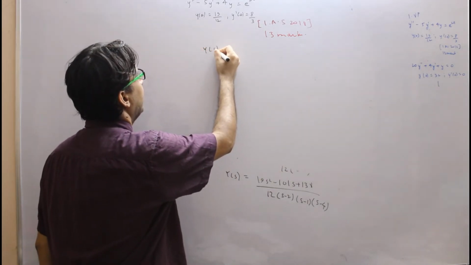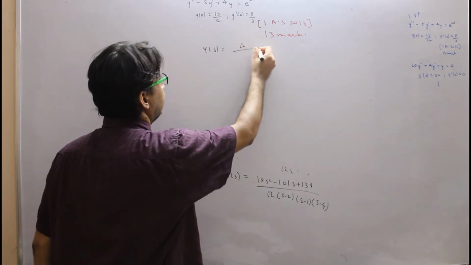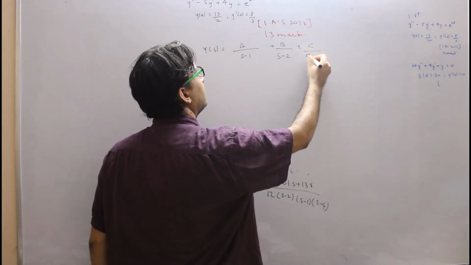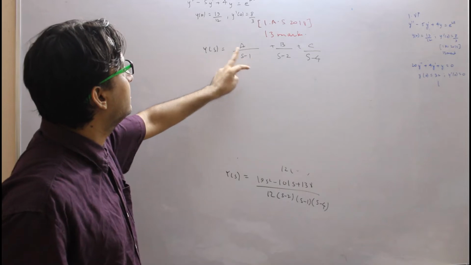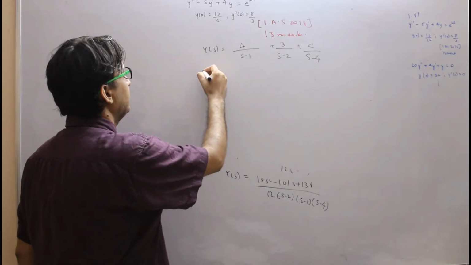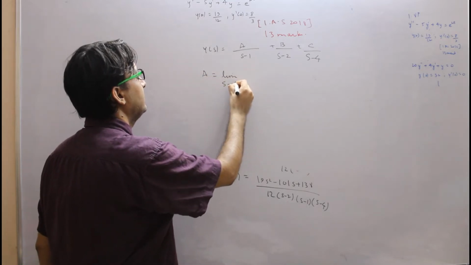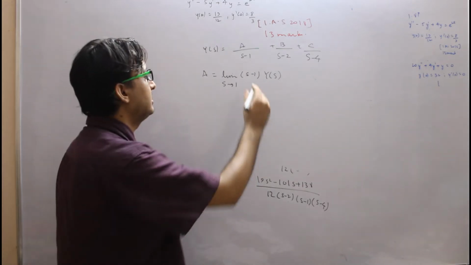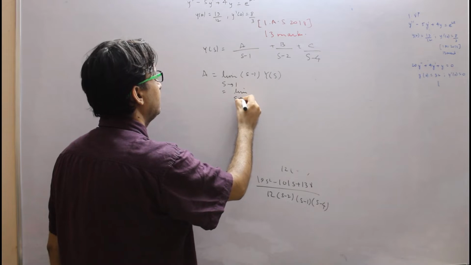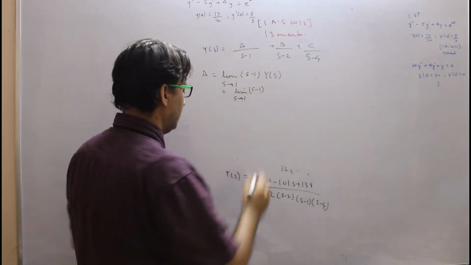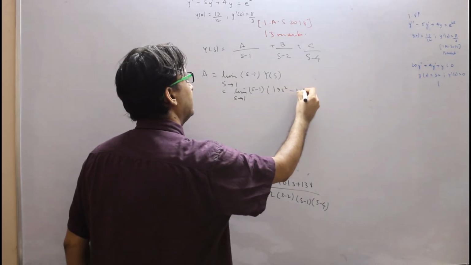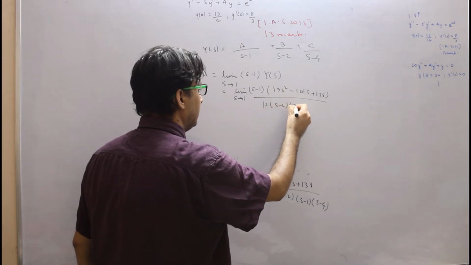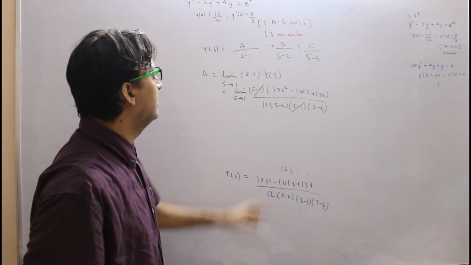So Y(s) can be factorized as a by s minus 1 plus b by s minus 2 plus c by s minus 4. Okay, so we will take out the values of a, b and c and then take the inverse Laplace transform. So a is limit s tends to 1 of s minus 1 times Y(s). Alright, this is how we write this. We can further write it as limit s tends to 1 of s minus 1 into, what is our Y(s)? 19s square minus 101s plus 138 divided by, in the denominator we have 12, s minus 2, s minus 1 and s minus 4. So this one gets cancelled.